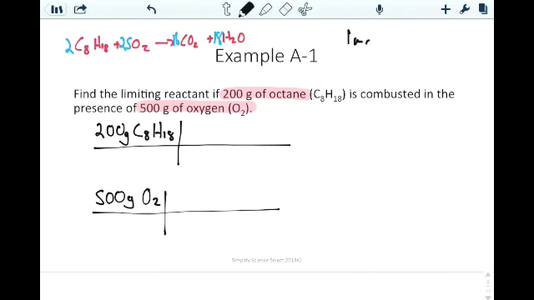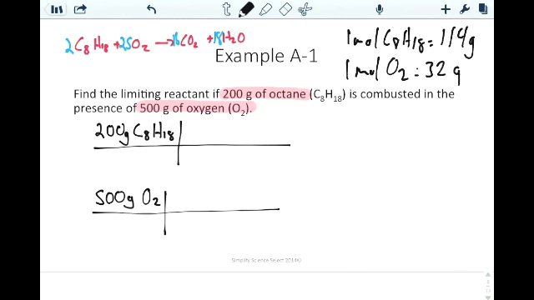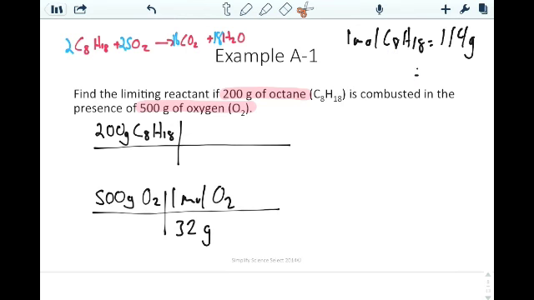So 1 mole of C8H18 equals 114 grams. Okay, and then for oxygen, 1 mole of O2 is 32 grams. Kind of have those, water, oxygen, have those guys memorized. We use them a lot. So let's go ahead and convert both of these into moles by dividing by our molar mass, our gram formula mass. Okay, and we do that. Now we have it in moles.